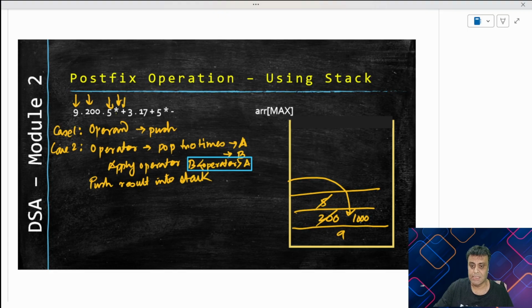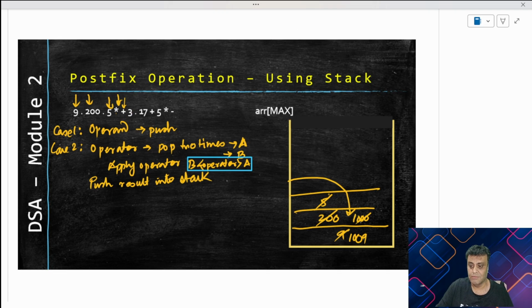Now what do we have? We get plus. You have to go to case 2. You have an operator, pop 2 times. So 1000 is popped, 9 is popped. Apply the operator plus, you get 1009, right? Push that 1009, because they are popped, I have discarded them. Push the 1009 into the stack, and that completes your case 2, right? So case 2 algorithm is done. So 1009 has gone into the stack now.